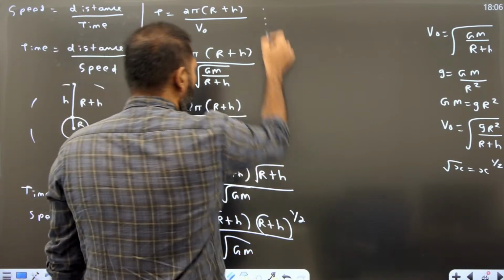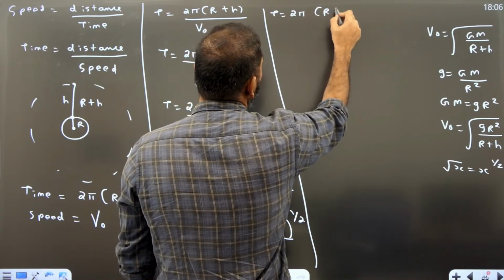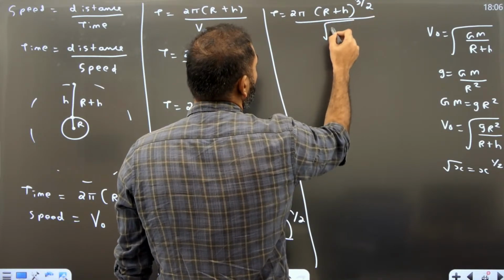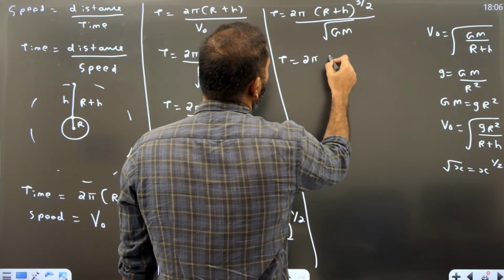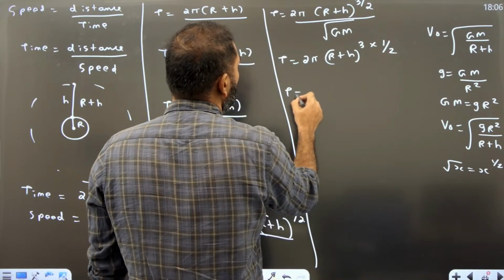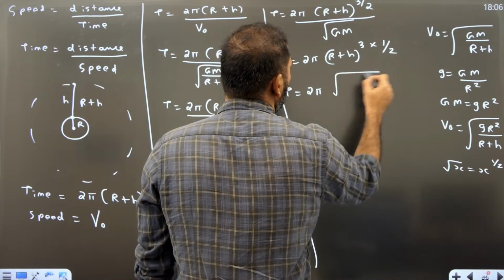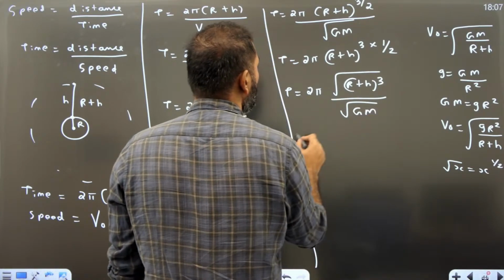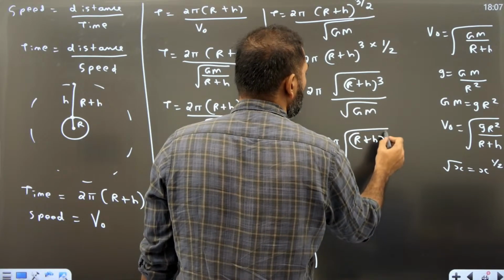So time period is equal to 2 pi into r plus h whole raised to 1, into whole raised to 1 by 2. So whole raised to 3 by 2 divided by root GM. So this 3 by 2 I am writing as 2 pi into r plus h whole raised to 3 into 1 by 2. So T equal to 2 pi root of r plus h whole cube divided by root GM. So what is the equation for time period? 2 pi root r plus h whole cube divided by root GM.